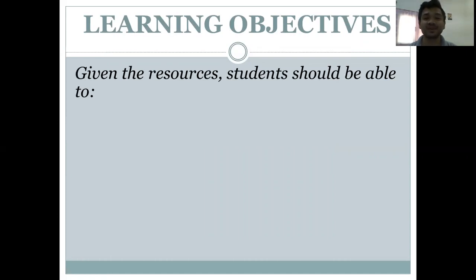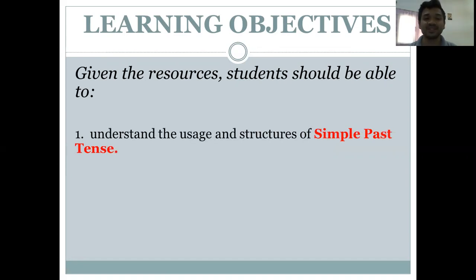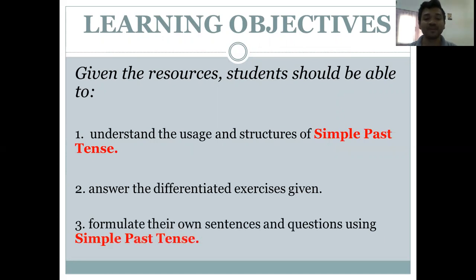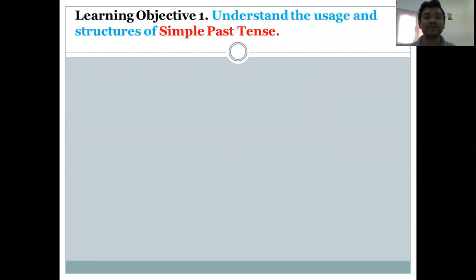Learning objectives. Given the resources, students should be able to, number one, understand the usage and structures of simple past tense. Number two, answer the differentiated exercises given. And number three, formulate their own sentences and questions using simple past tense. Okay, so let's talk now about learning objective number one: understand the usage and structures of simple past tense.